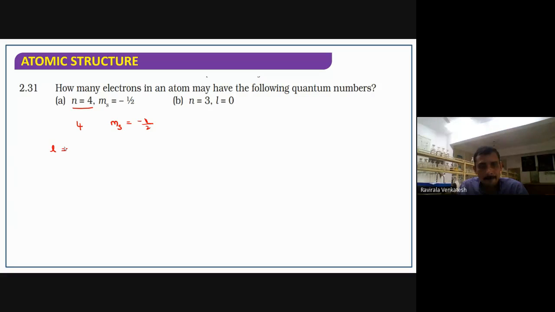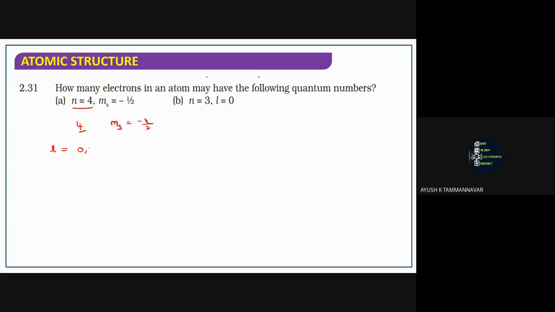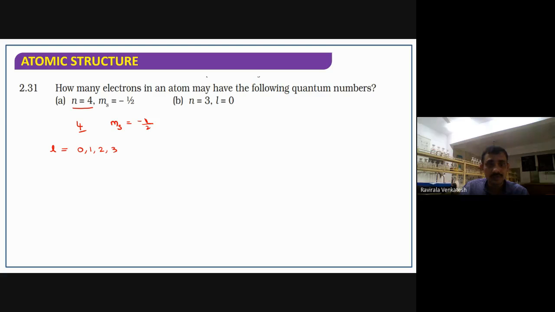Ayush? Yes, sir. Ayush, beta, what are the L values for n is equal to 4? Zero, 1, 2 and 3. Very good. 0, 1, 2, 3 are possible.